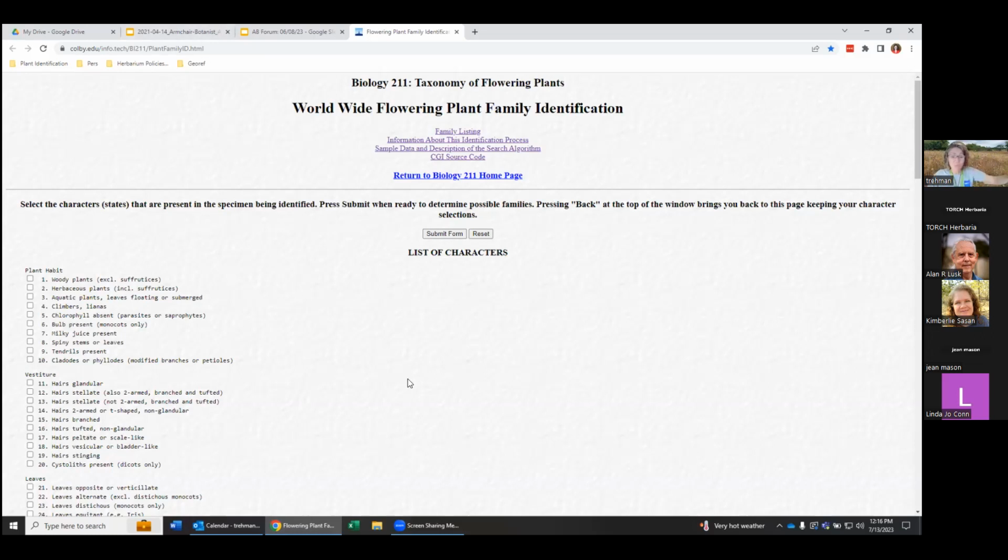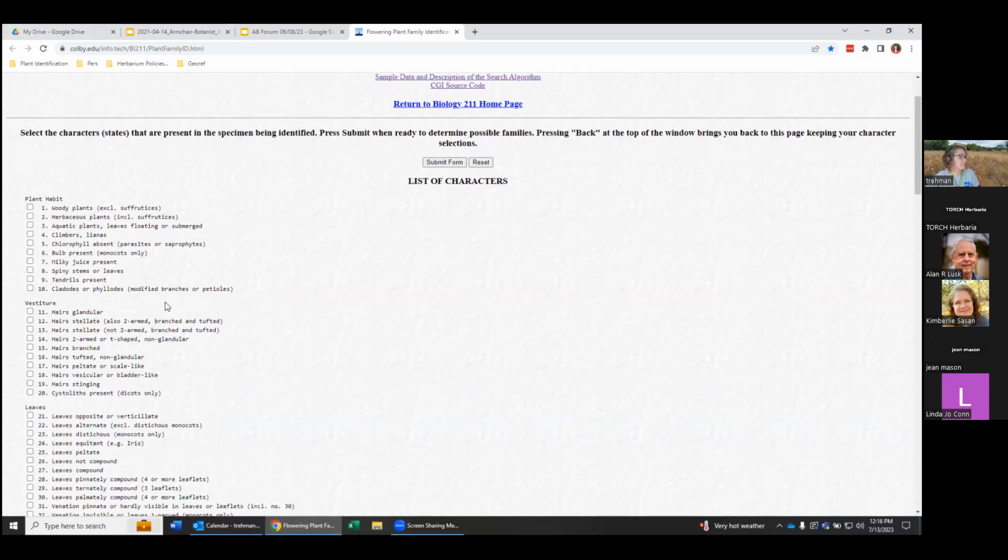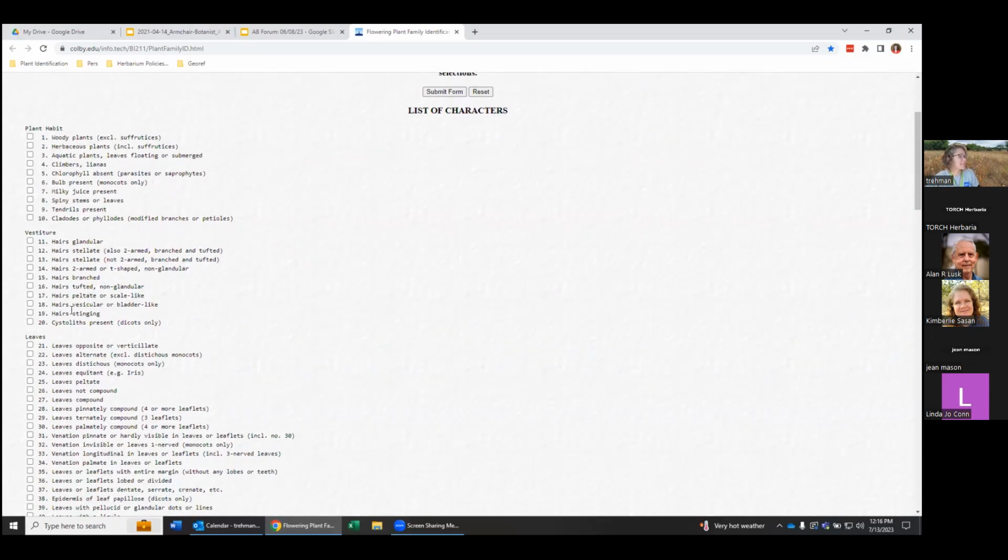But this webpage that I've got up here on the screen is wonderful. It's a worldwide flowering plant family identification. This is really great because you can go through here and identify things like plant habit, as opposed to habitat. So the arrangement of the plant, whether it's a tree, a shrub, or a vine, and you can select some of these things. Let's see.